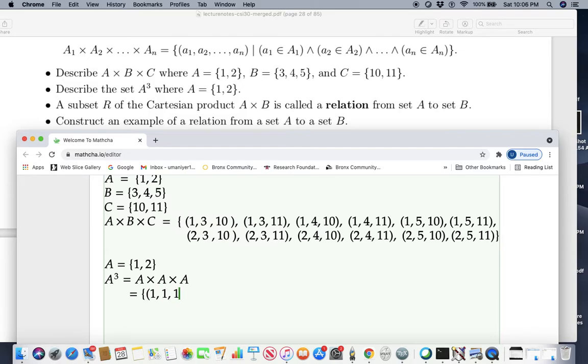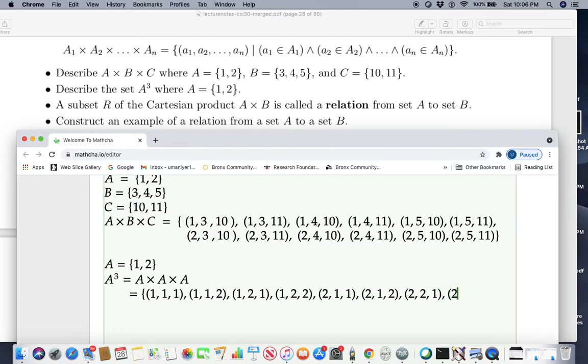1, 1, 1, 1, 1, 2, 1, 2, 1, 1, 2, 2, 2, 1, 1, 2, 1, 2, 2, 2, 1, and 2, 2, 2. This takes care of all the possible entries from A.